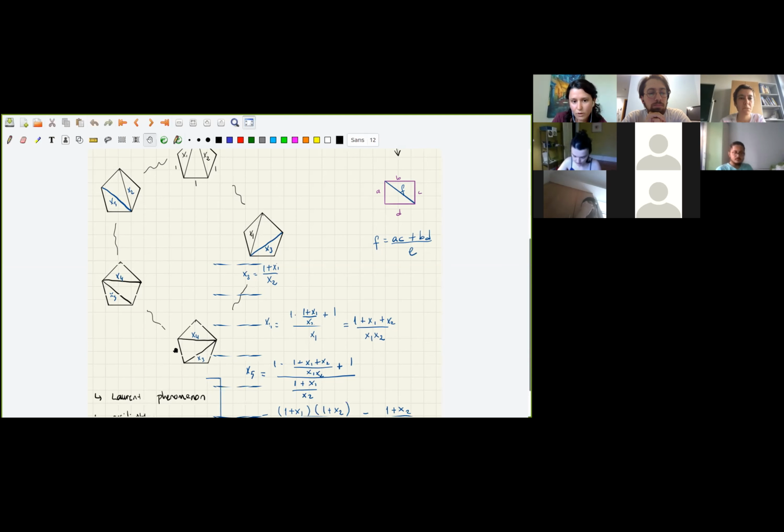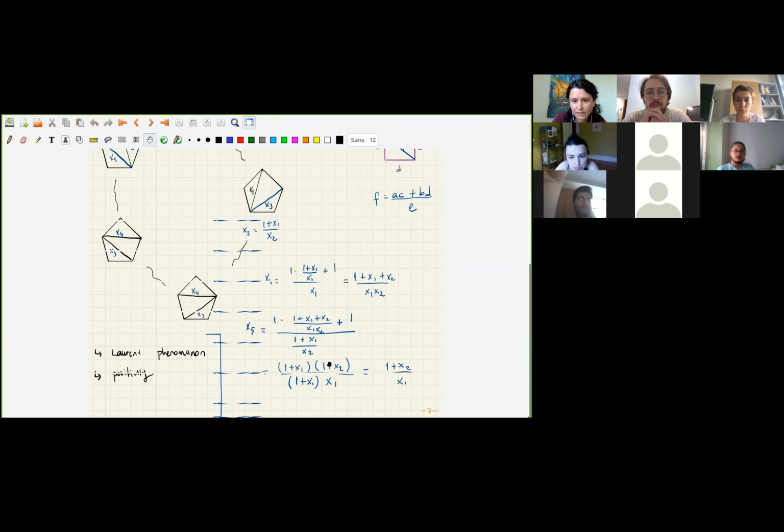I just take 1 times 1, this is 1. This is 1 times x4. x4 was this, 1 times x4 over x3. x3 was this. So we see this is a little bit involved. We have to do some simplification. But it turns out something very nice. These two things cancel out and we get this nice new variable for x5.